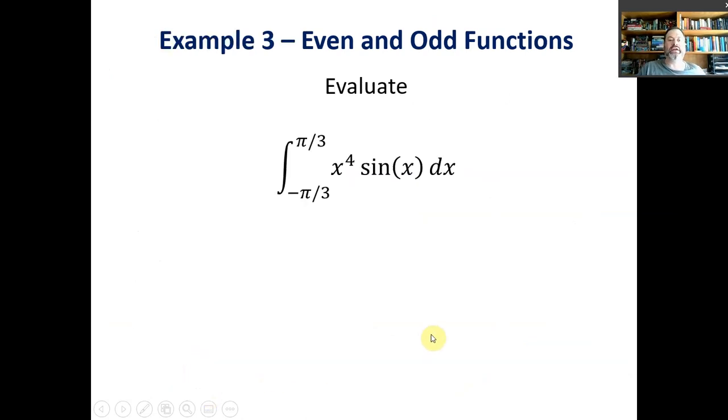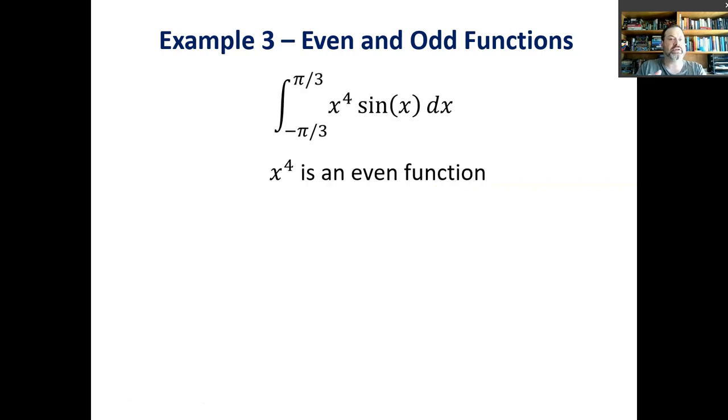All right, let's use that and do a problem. Okay, so this function is either even or odd. And if it's even, we want to just say that it's double, because look here, we have negative a to a. So if it's even, we just want to say it's double the integral of 0 to pi over 3. And if it's odd, because this is negative a and this is a, then it's 0. So that's all we have to figure out.